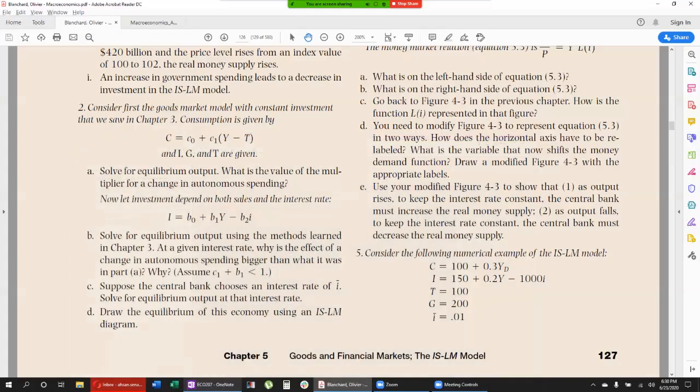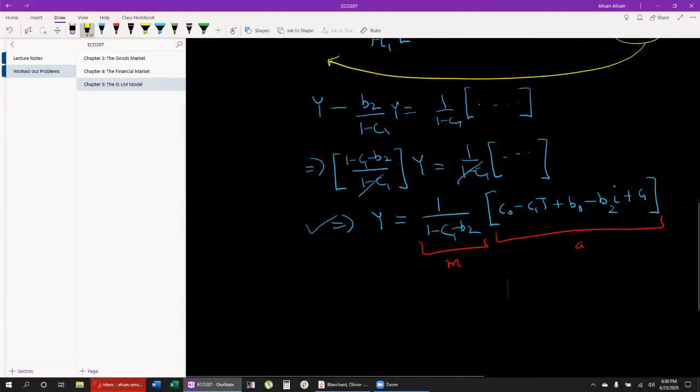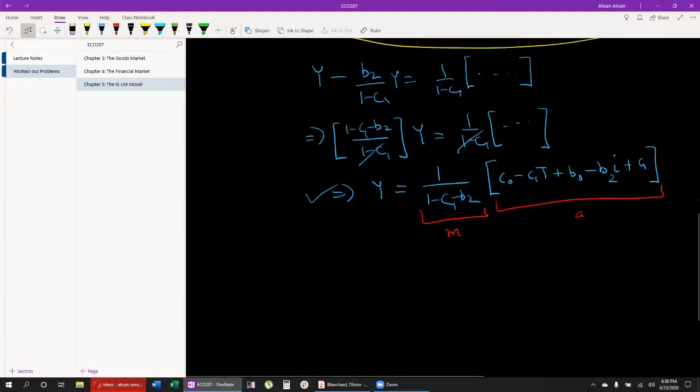So let's see what the question wanted. Solve the equilibrium output, interpret interest rate. What is the effect of change? Okay, so the first part was for us to find the equilibrium output, which is this. We have done that. Now the next part is for us to explain what is happening. Okay. So let's see what's different. In the initial case, our multiplier was 1 divided by 1 minus C1. Now our multiplier is 1 divided by 1 minus C1 minus B2, which is bigger.